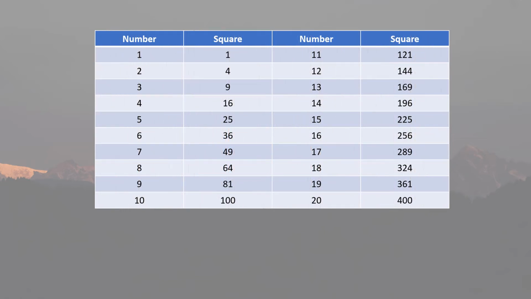Look at this table here. This table is the square of numbers from 1 to 20. We have 1 square as 1, 2 square as 4, 3 square is 9, 4 square is 16, and so on.